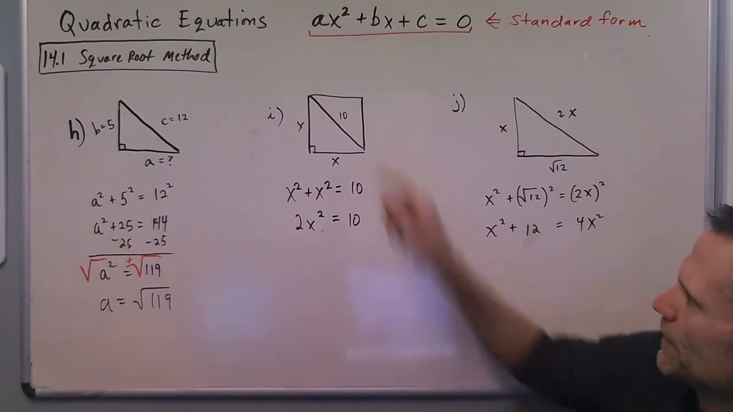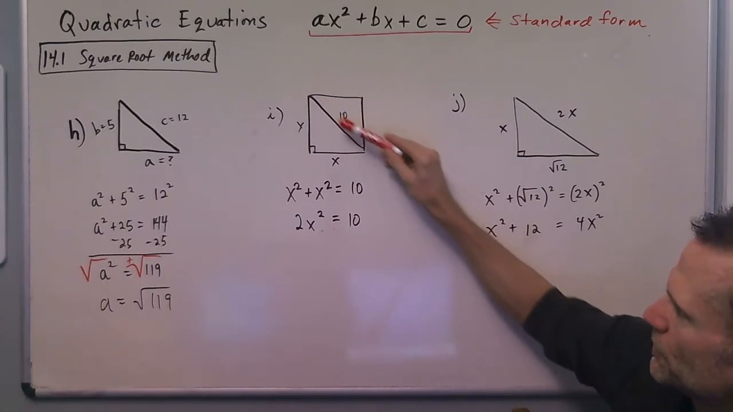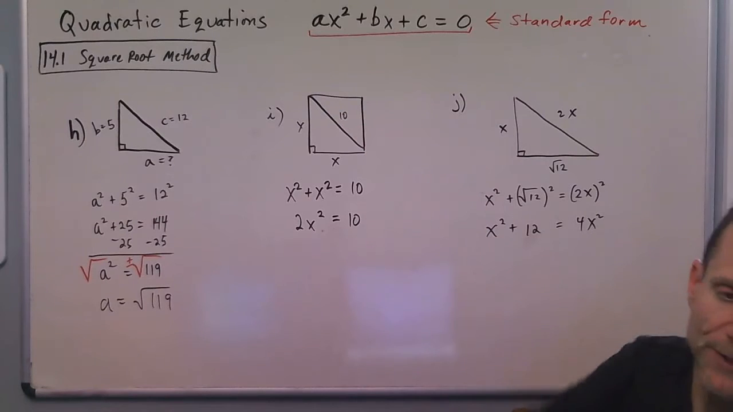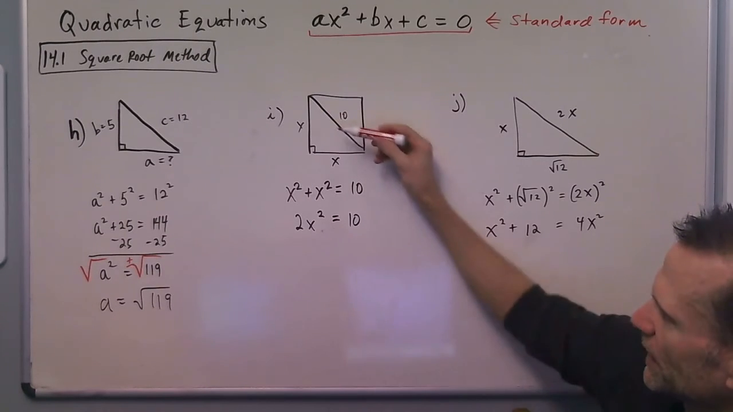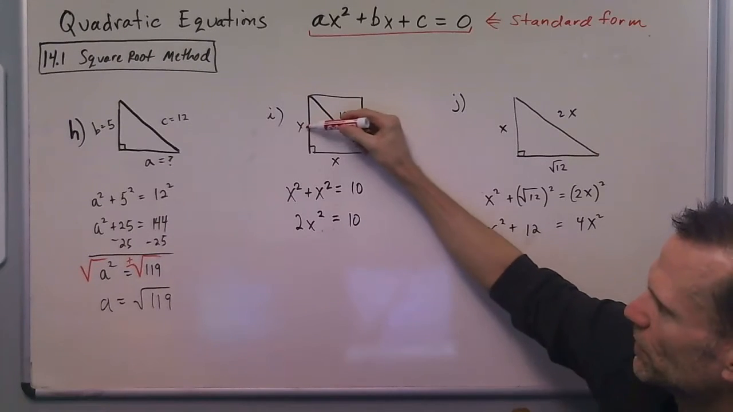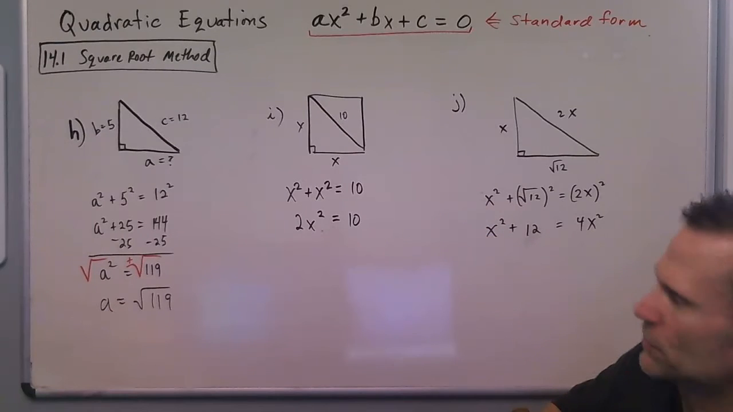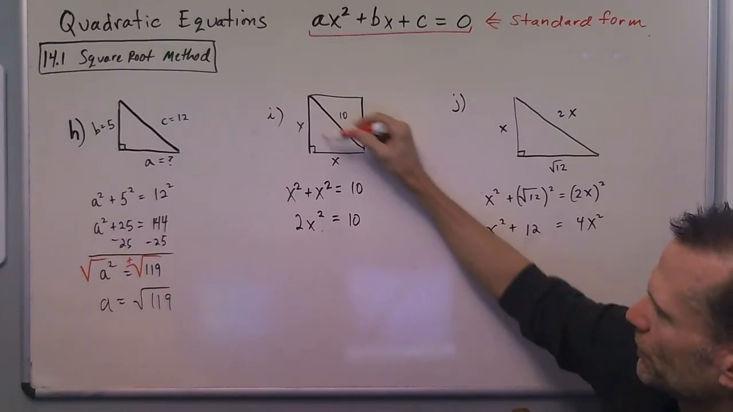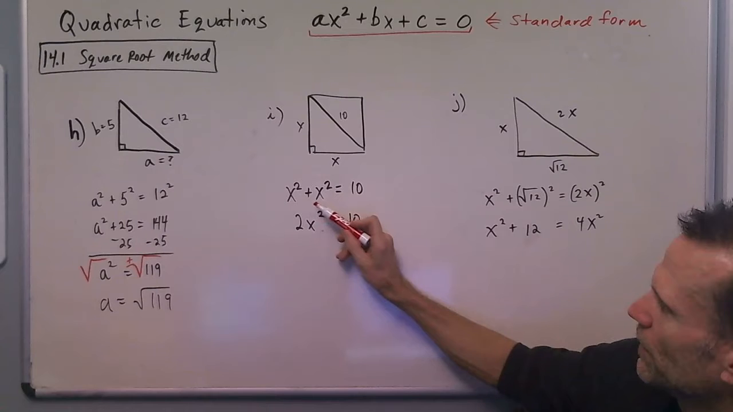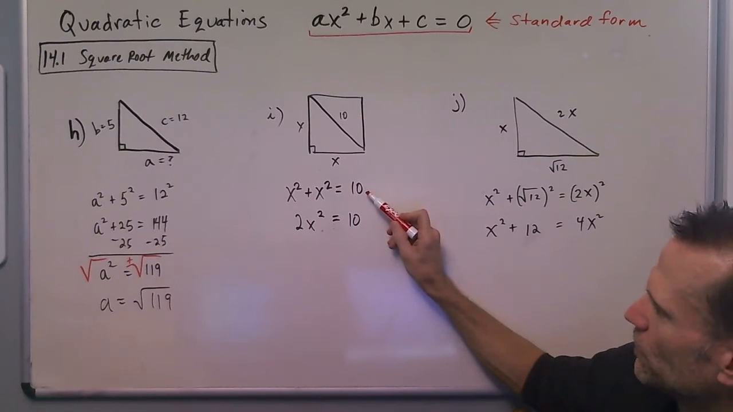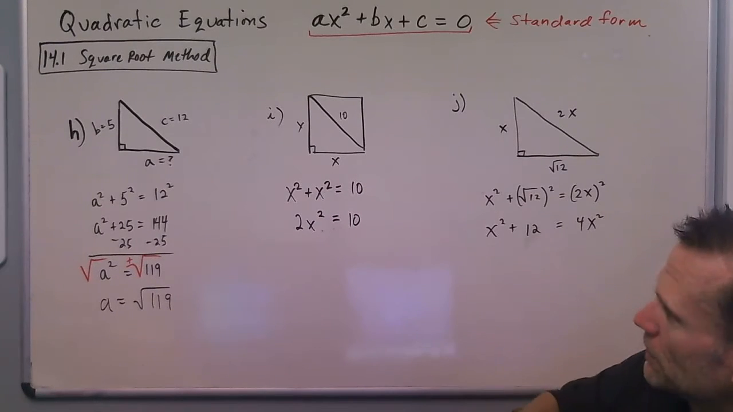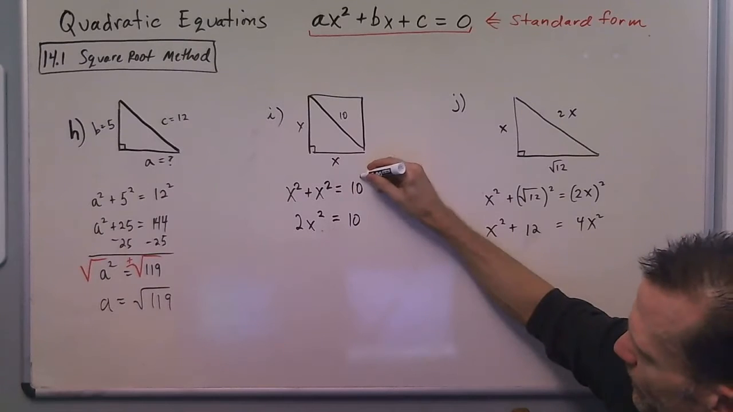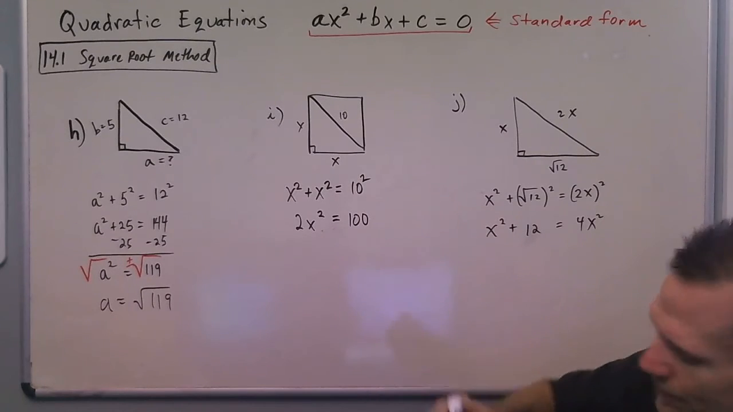And then in this problem, they say that the hypotenuse or the diagonal of the square is 10, and then it says find the length of one of the sides. Well, we know these two sides are equal because it's a square, and so I just called them x, and so I have x squared plus x squared equals 10 squared, which is 100.